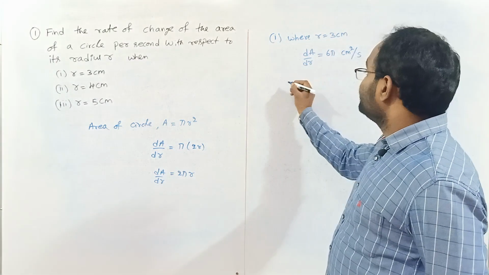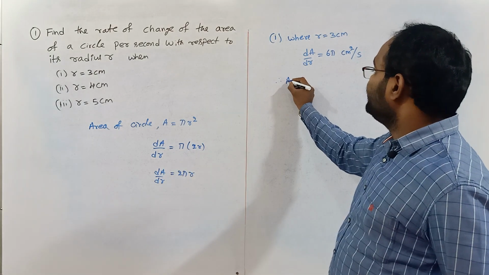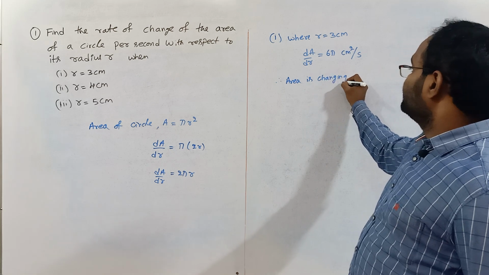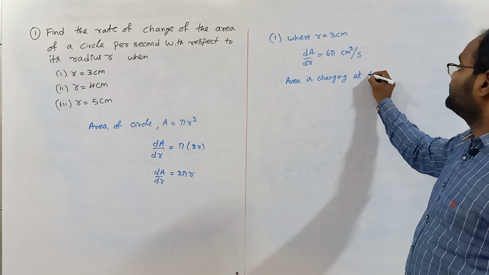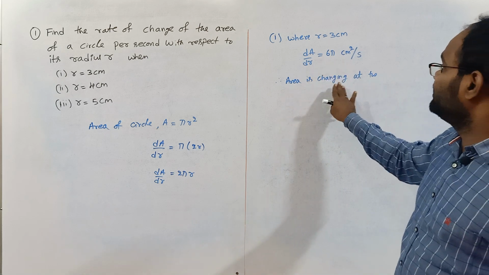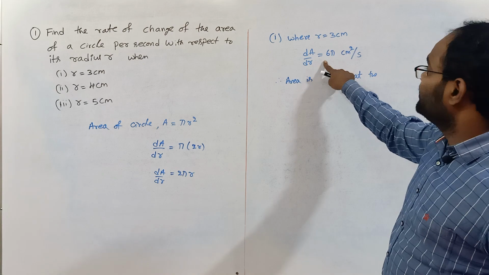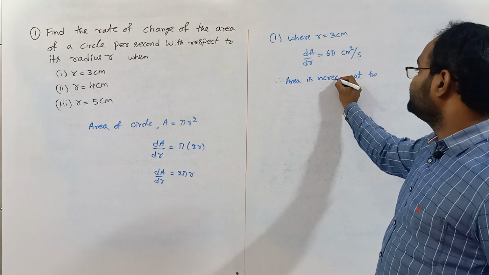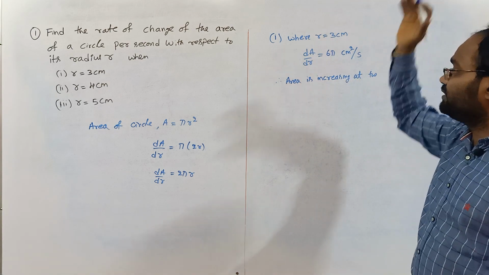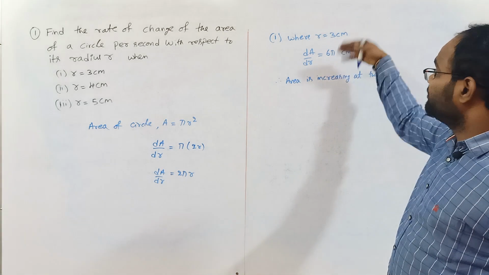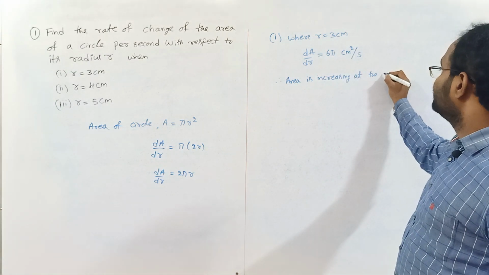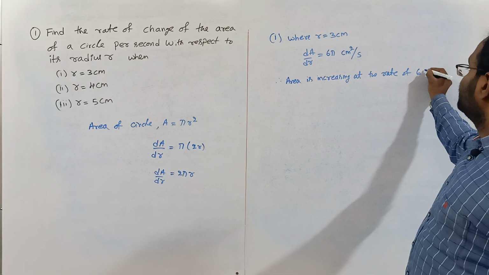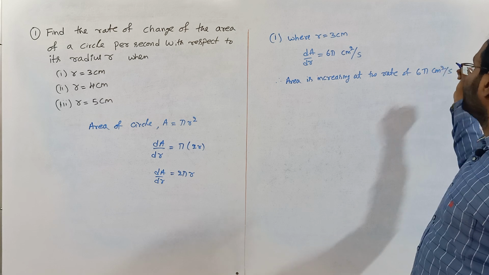Similarly, what conclusion can we write? Area is changing at the rate of... since the result is positive, we can also write instead of changing: if the rate of change is positive, it is increasing; if it is negative, it is decreasing. So the rate is positive, therefore it is increasing at the rate of 6π centimeter square per second. That's all.